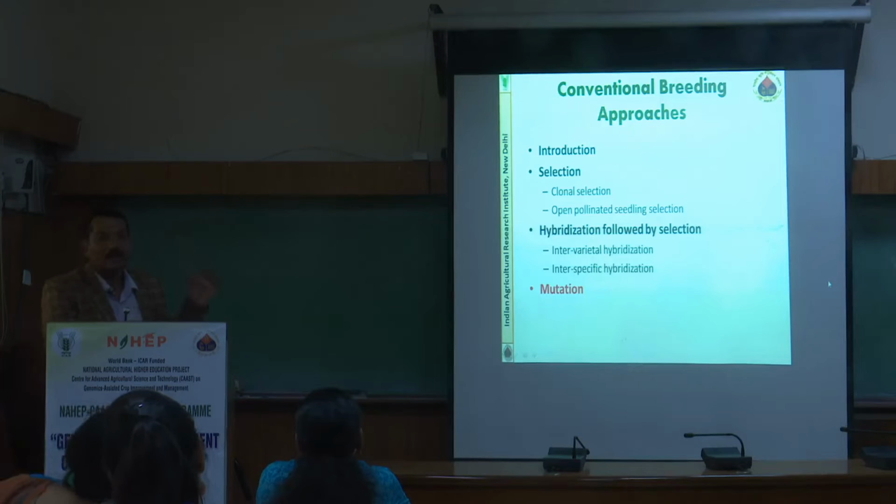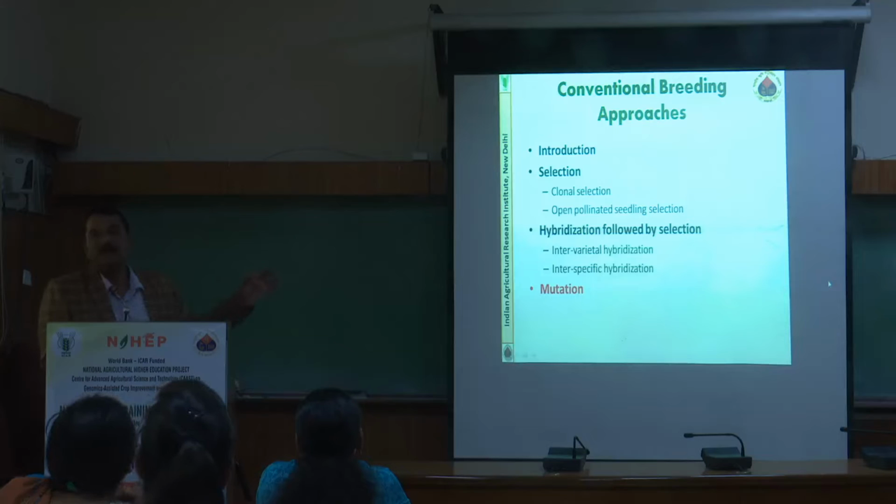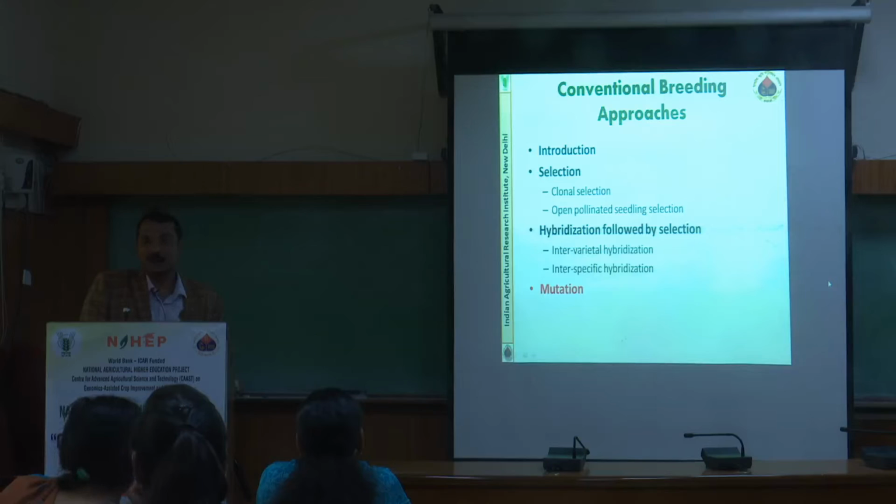We are making thousands of crosses with the expectation that some elite combination will come together, desirable traits will come together, and that we will select from a bigger population. Otherwise, predicting the segregation is quite difficult as compared to cereals and millets, where we are using inbreds.